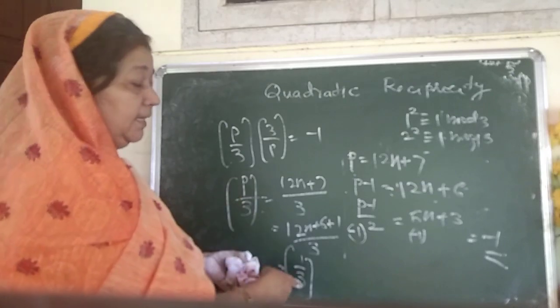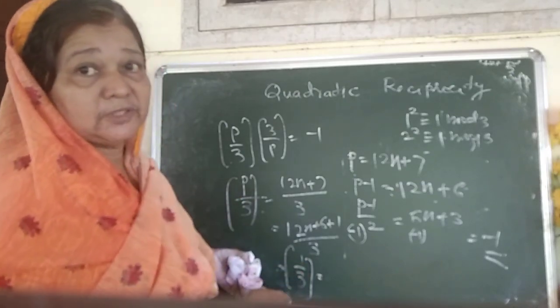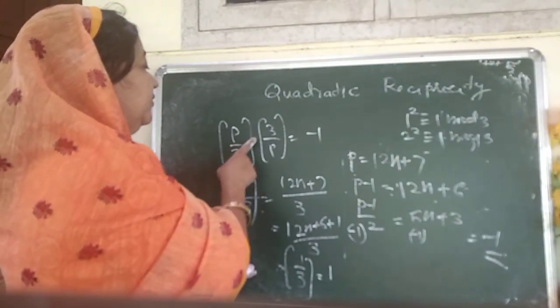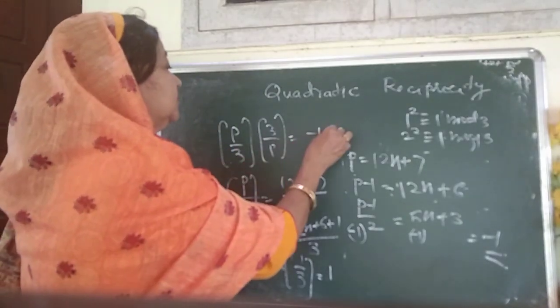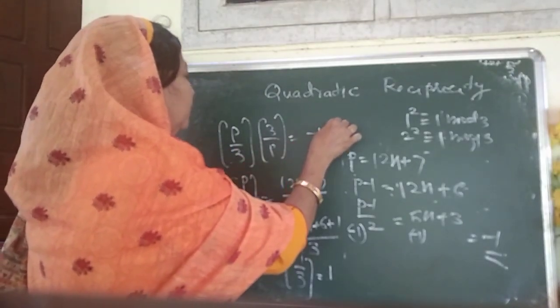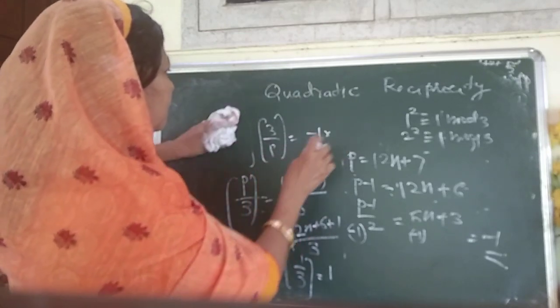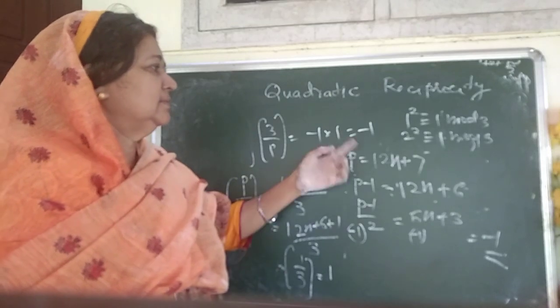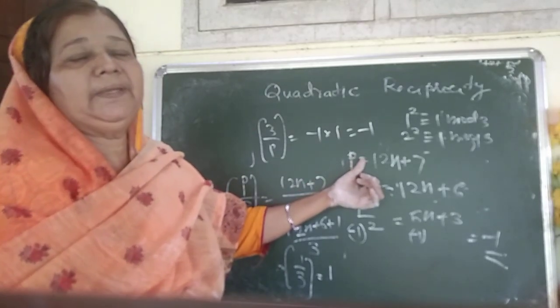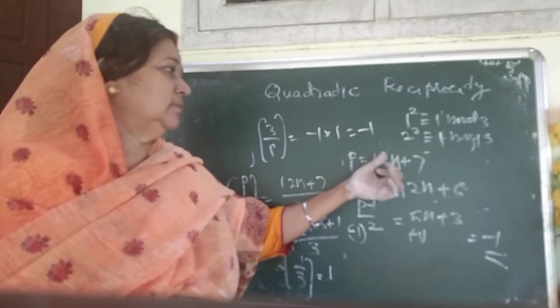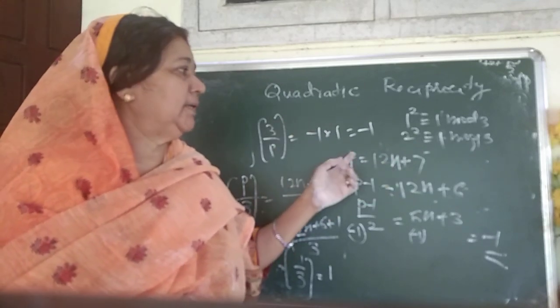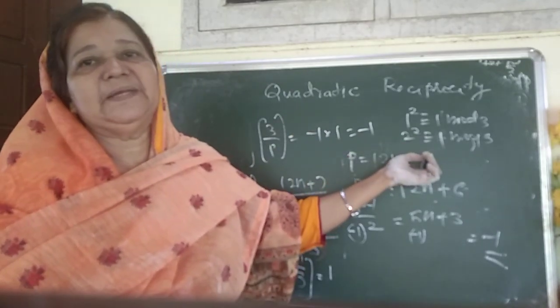Therefore, P by 3 is equal to, we know 1 belongs to the quadratic residues, so 1 by 3 is equal to 1. Therefore, 3 by P is equal to minus 1 into 1, that is minus 1. And in that case also, 3 does not belong to the quadratic residues modulo P if P is of the form 12n plus 7.